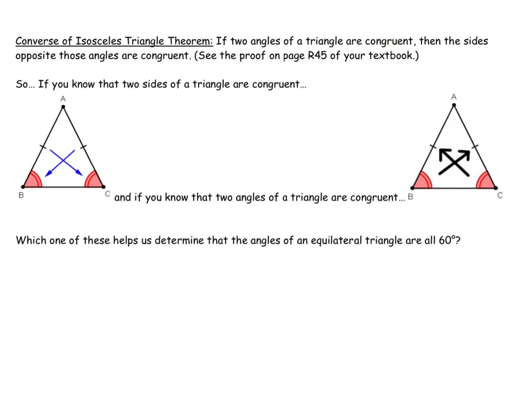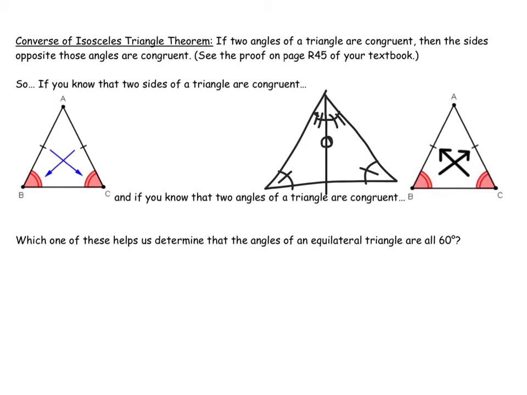So if I know that I have congruent sides, I can conclude that the angles opposite those sides are congruent. But what if I know that I have congruent angles? Can I conclude that the sides opposite those angles must be congruent? And the proof is essentially the same idea. If I know that these two angles are congruent, and I draw an auxiliary line, and I can choose what kind of line I want to draw, I am going to choose to draw an angle bisector. So I'm going to bisect the vertex angle here so that these angles are congruent.